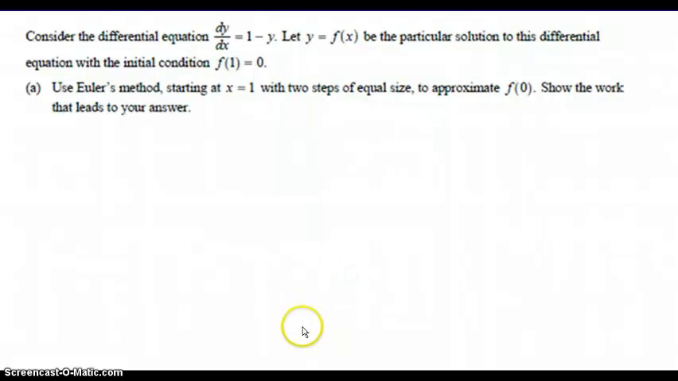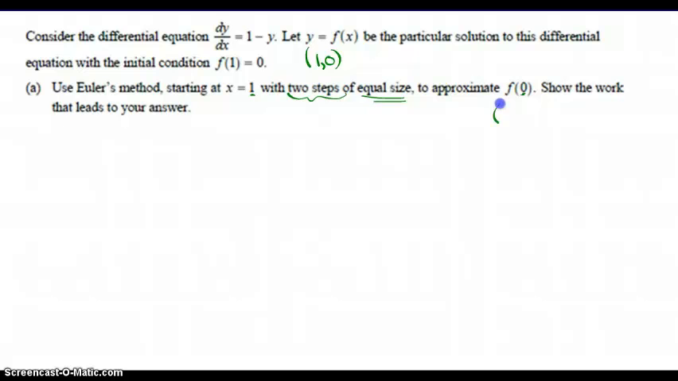So let's do another couple of examples. These are much more worded the way the actual AP questions will be worded. Consider the differential equation dy/dx equals 1 minus y. Let y equals f of x be the particular solution to this differential equation with the initial condition (1, 0), f of 1 equals 0. Use Euler's method starting at x equal 1, that's x naught, with 2 steps. So it tells us the number of steps to take of equal size to approximate f of 0.